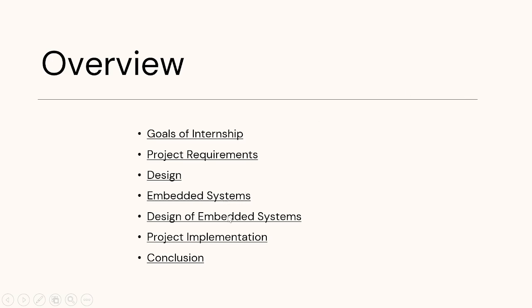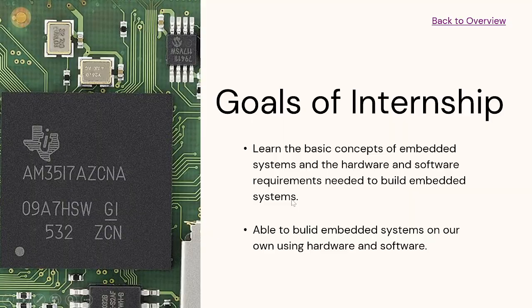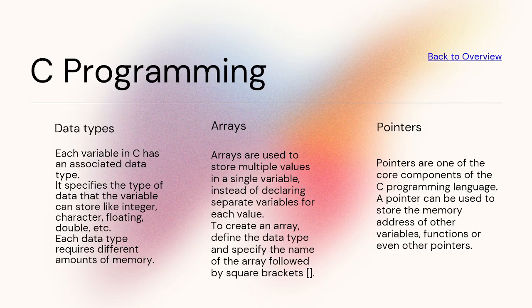Then next, to design an embedded system, the C programming language is very important. In C programming, data types, arrays, and pointers are included. First, data types. Data types are very basic in the C language. Each variable in C language is associated with a data type.